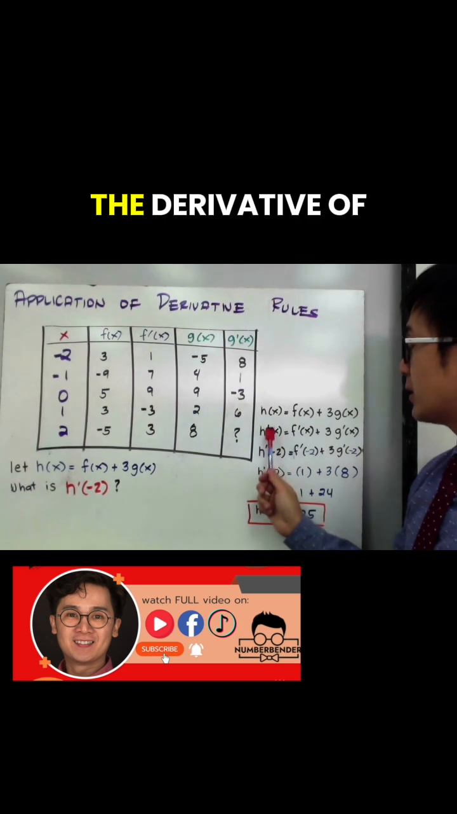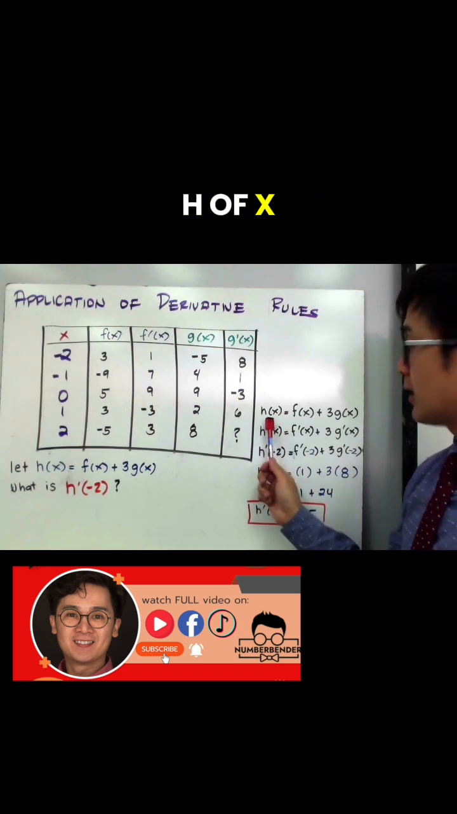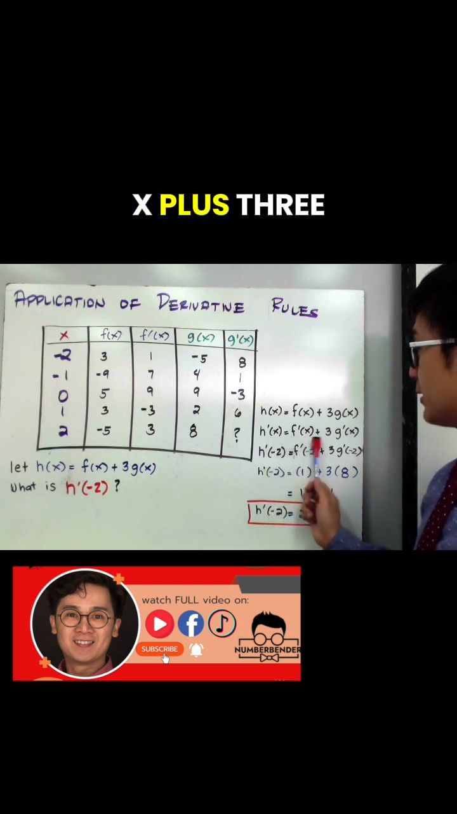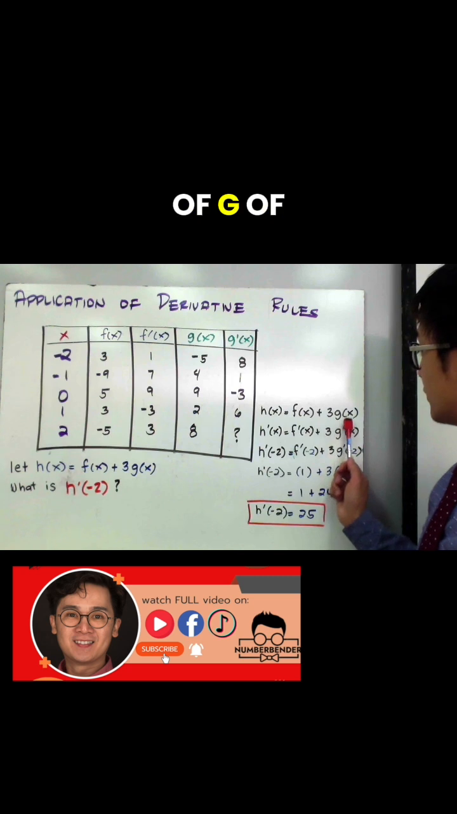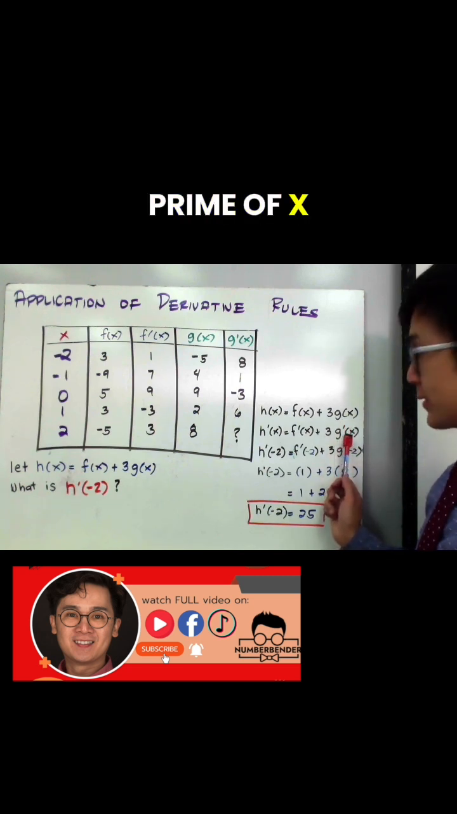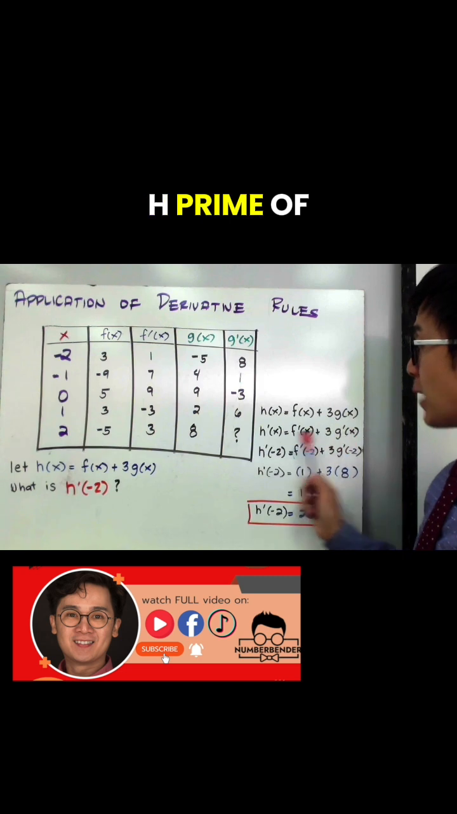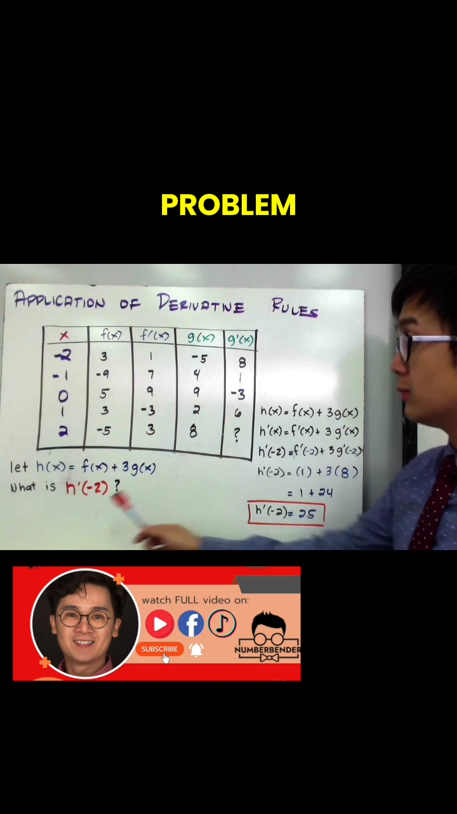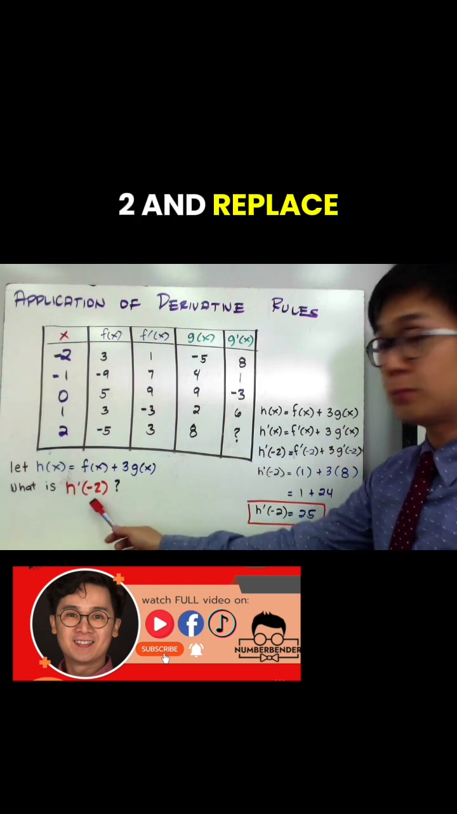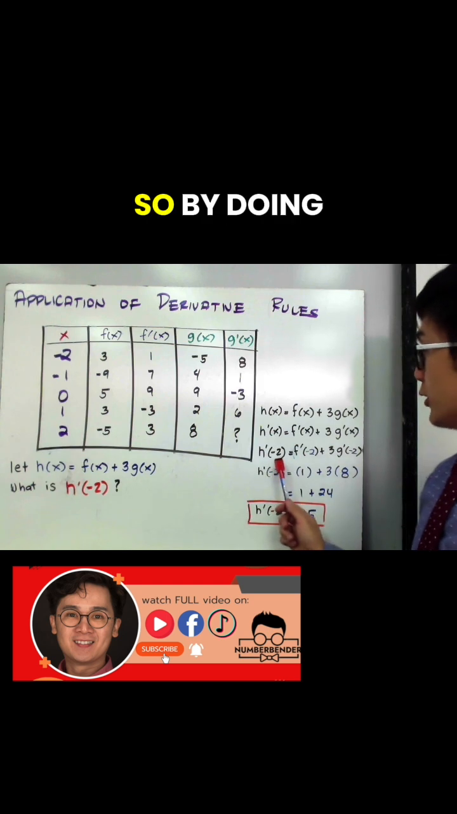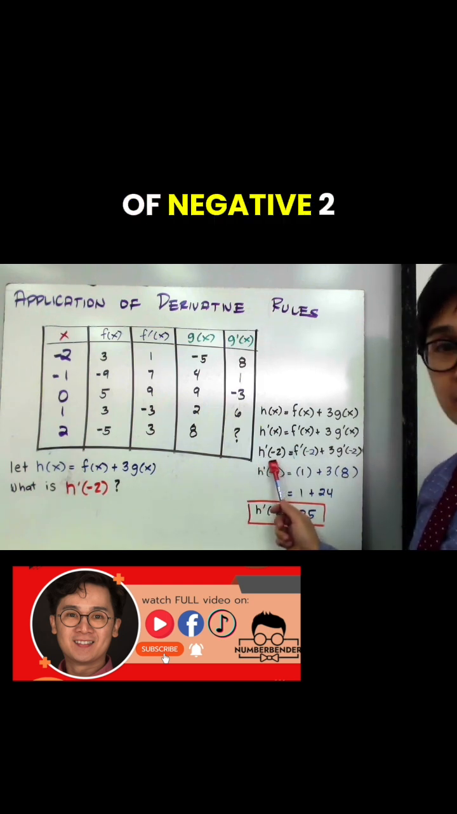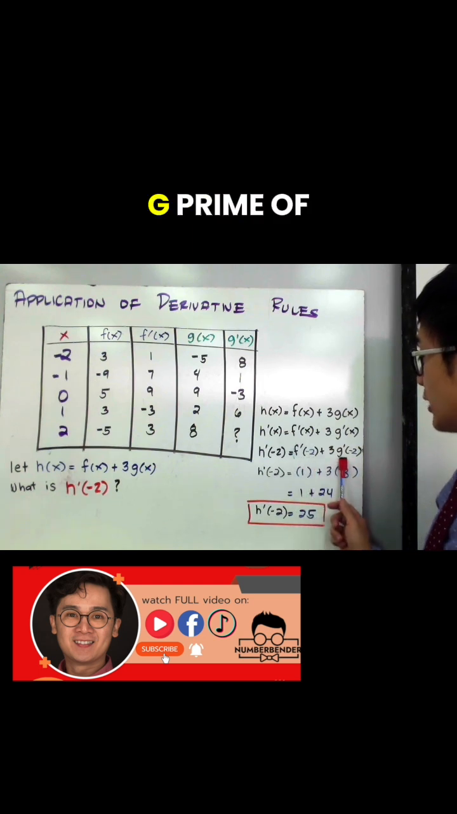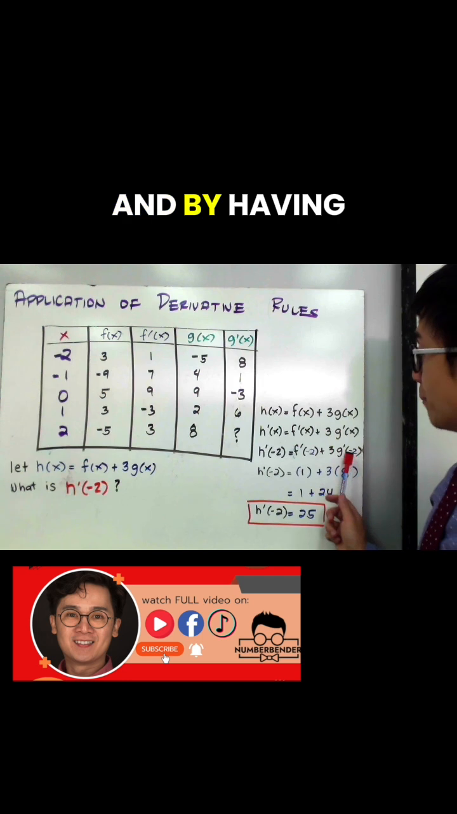So by finding the derivative of h of x, we'll have h prime of x, which gives us f prime of x plus 3 times the derivative of g of x, which is g prime of x. So now that we have found h prime of x, we can now use the specific value of x given in the problem, which is negative 2, and replace x by negative 2. By doing that, h prime of negative 2 will give us f prime of negative 2 plus 3 times g prime of negative 2.